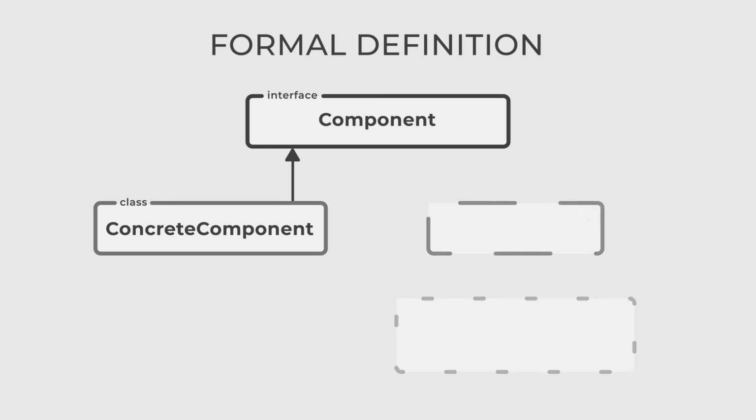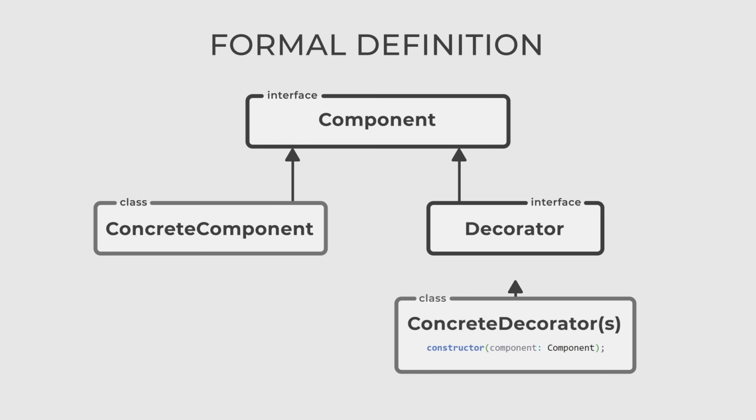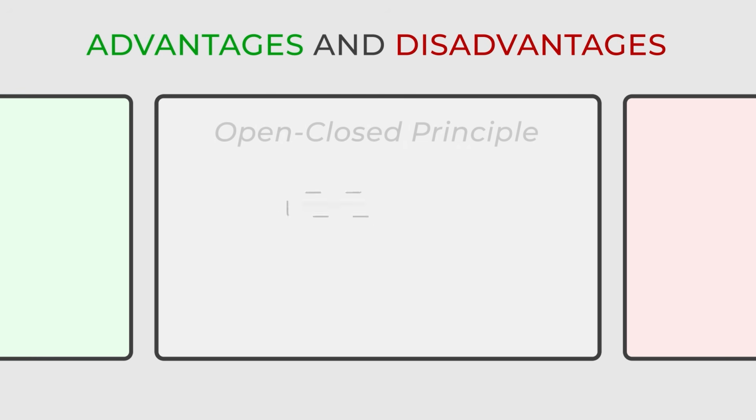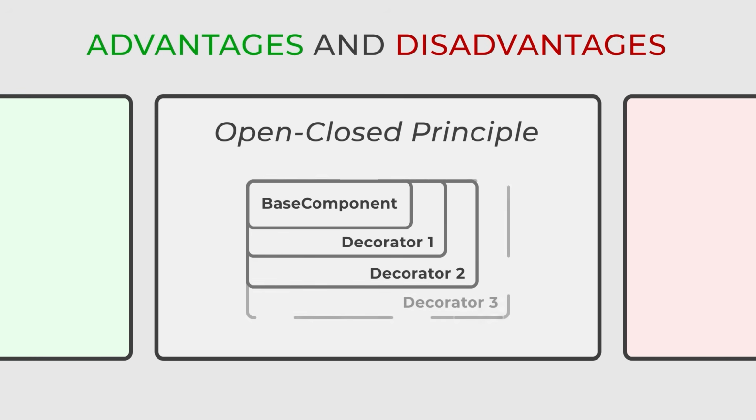We then have the Decorator, an interface extending from component. It maintains a reference to the component instance. And concrete decorators are subclasses of Decorator that add specific behavior or responsibilities to a component. In terms of advantages, it adheres to the open-close principle, as it allows for extending objects' functionalities without altering their existing code. This ensures the system is open for extension but closed for modification, promoting a robust and flexible design.